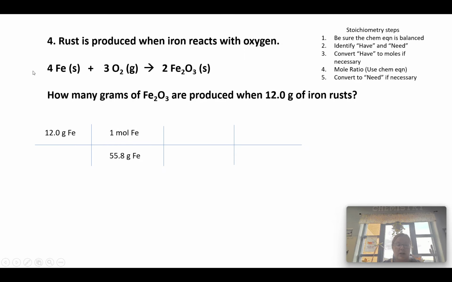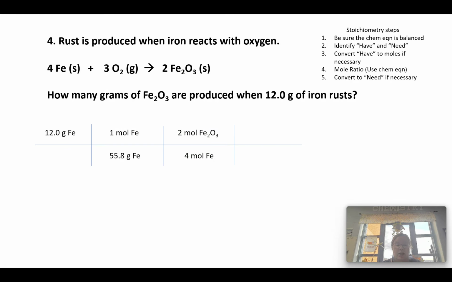And according to my equation, I have 4 moles of iron, and I'm looking for moles of iron 3 oxide, and I have 2 moles of iron 3 oxide. So when I have 4 moles of iron, I have 2 moles of iron 3 oxide. There's my ratio. It's a 2-to-4 ratio. Notice I put moles of iron on the bottom so I can cancel.